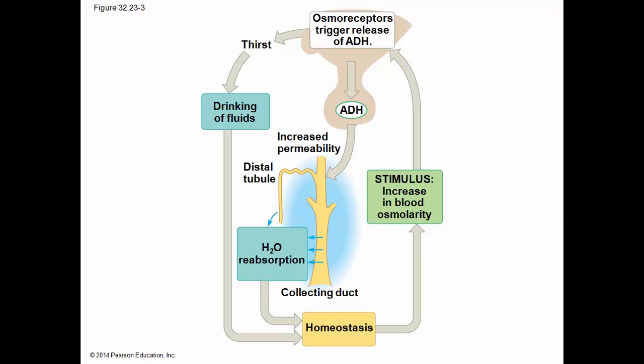To see how the response to ADH in the kidney contributes to osmoregulation, let's consider what occurs when blood osmolarity rises, such as after we eat salty foods or lose water through sweating. When osmolarity increases above the set point, ADH released into the bloodstream is increased. The collecting duct's permeability to water rises, and the result is water reabsorption, which concentrates urine and reduces urine volume, which brings the blood osmolarity back towards the set point.